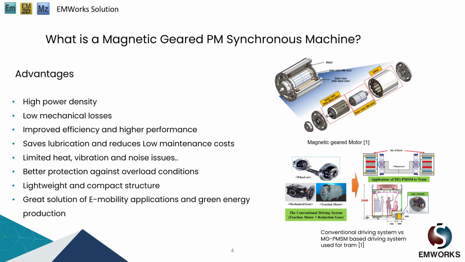So through these two, having a higher power density and lower mechanical losses, we'll be able to obtain a system with improved efficiency and higher performance. This same contact-free transmission will also help to reduce lubrication. So there is no need for lubrication, or a reduction of lubrication, and it saves maintenance costs. So there is a reduction in maintenance costs.